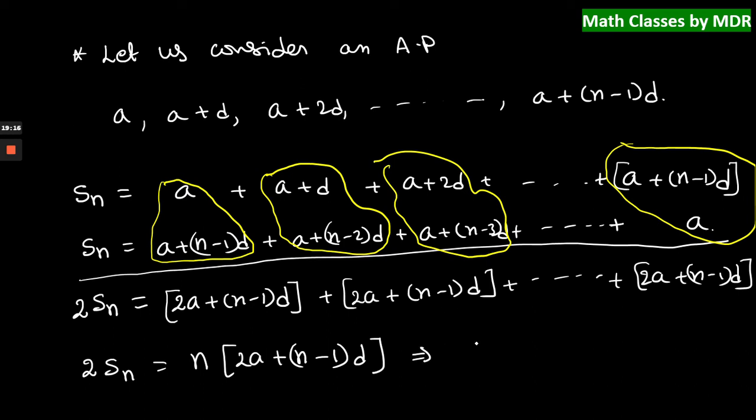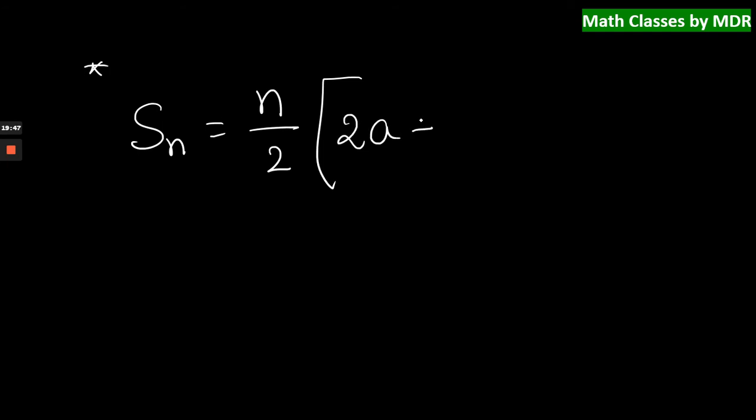Now we can write the sum of the n terms as n by 2 into 2a plus n minus 1 into d, which is our sum of the first n terms of an arithmetic sequence. I hope you have understood, right? So what is the sum of n terms? The sum of the n terms of an arithmetic sequence is n by 2 into 2a plus n minus 1 into d.